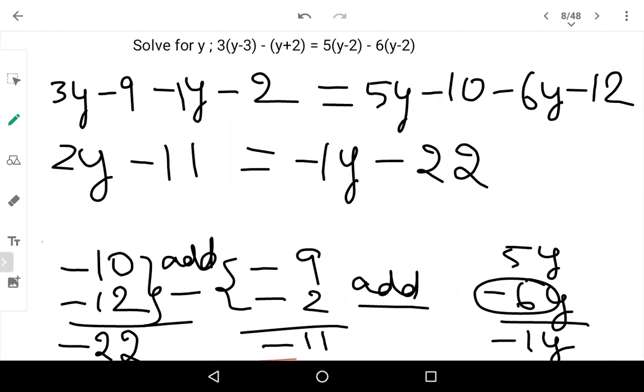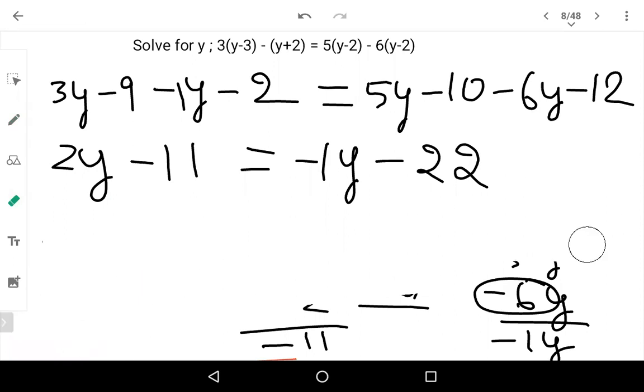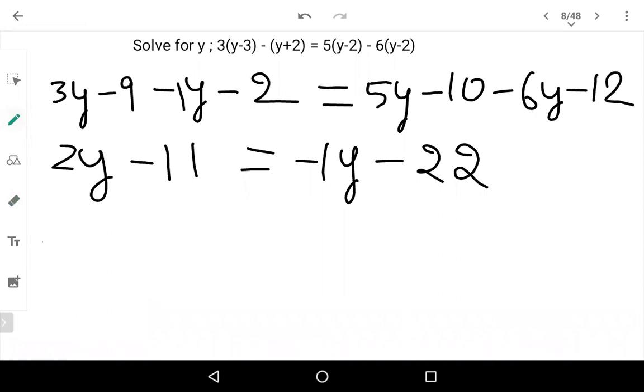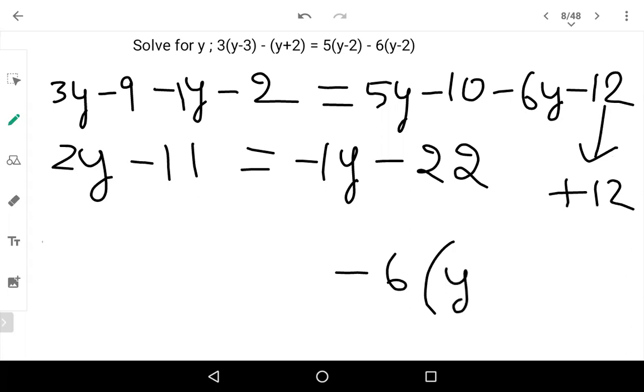Wait a minute. Okay, I think somewhere we have missed out on some sign. Let's recheck the first step. Minus 22, but I think you're supposed to get plus 12 here, this part. Let's recheck that last part. Minus 6 into y minus 2. Minus 6 into y is minus 6y. This is correct. But then minus 6 into minus 2.